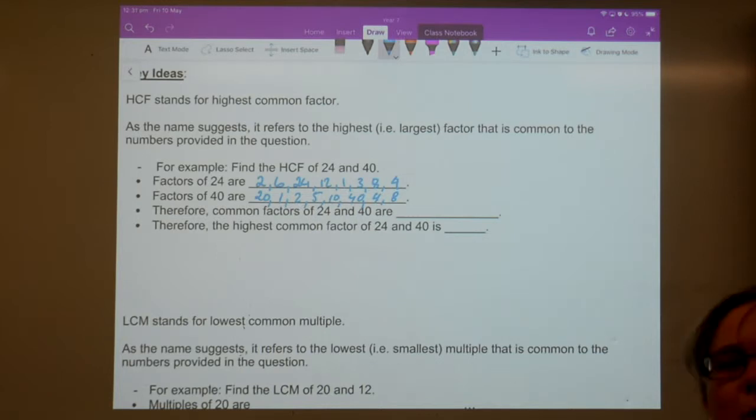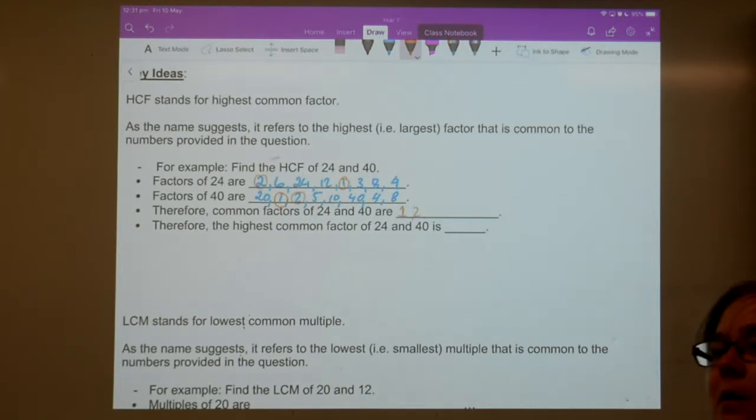What are the numbers that are on both of those lists? 1, 2, 4, because 1 and 2 are on both of those lists.